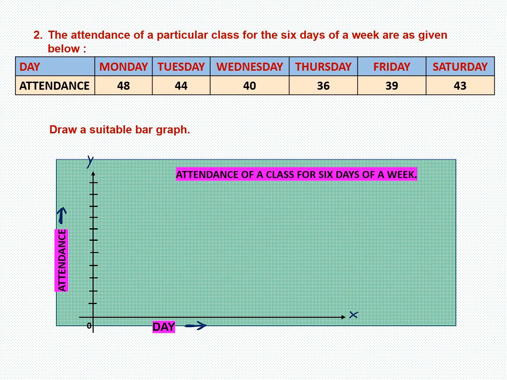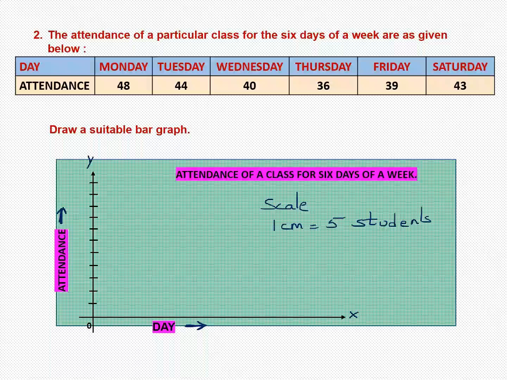So what if we take fives? What if we say in our scale is on the y-axis 1 centimeter is equal to 5 students. 1 centimeter is equal to 5 students, and then we might be able to cover all this. So let's try counting in fives. So we have 5, 10, 15, 20, 25, 30, 35, 40, 45 and 50. We can stop at 50 because our biggest number is 48.